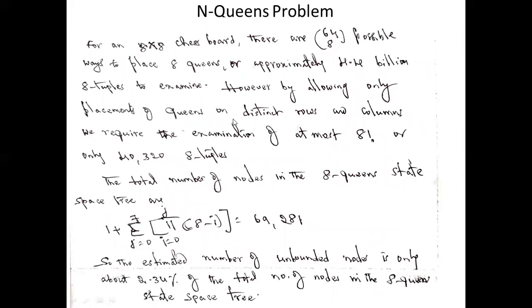But if we apply the distinct rows and distinct columns conditions, at most 8 factorial 8 tuples we need to examine. So that 8 factorial is equal to 40,320.